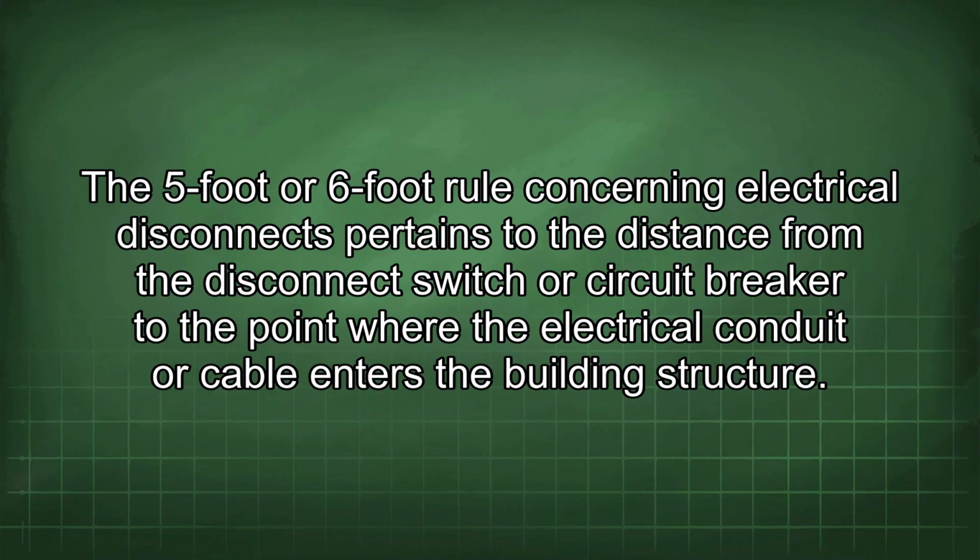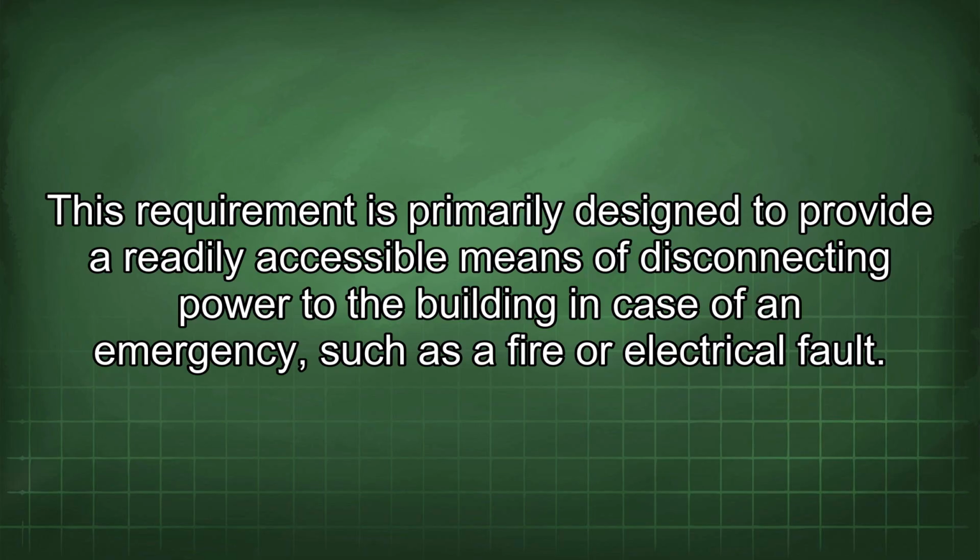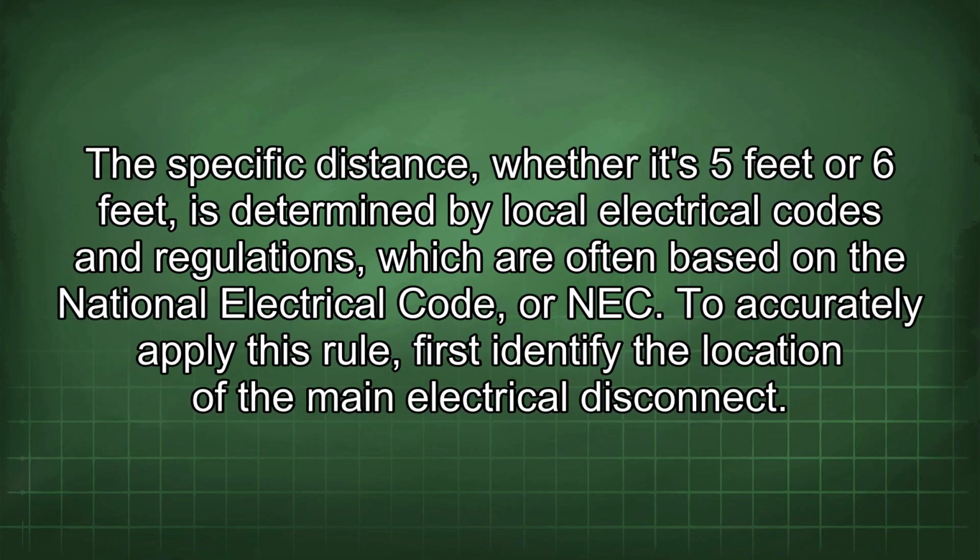The 5-foot or 6-foot rule concerning electrical disconnects pertains to the distance from the disconnect switch or circuit breaker to the point where the electrical conduit or cable enters the building structure. This requirement is primarily designed to provide a readily accessible means of disconnecting power to the building in case of an emergency, such as a fire or electrical fault. The specific distance, whether it's 5 feet or 6 feet, is determined by local electrical codes and regulations, which are often based on the National Electrical Code, or NEC.